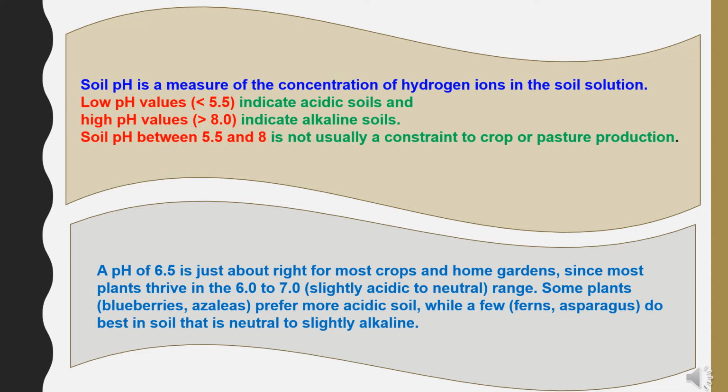Soil pH is a measure of the concentration of hydrogen ions in the soil solution. Low pH value less than 5.5 indicates acidic soils, high pH value more than 8 indicates alkaline soils, and soil pH between 5.5 and 8 is not usually a constraint to crop or pasture production. A pH of 6.5 is just about right for most crops and home gardens, since most plants thrive in the pH range 6 to 7, which is slightly acidic to neutral. Some plants like blueberries and azaleas prefer more acidic soils, while a few like ferns and asparagus do best in soils that are neutral to slightly alkaline.